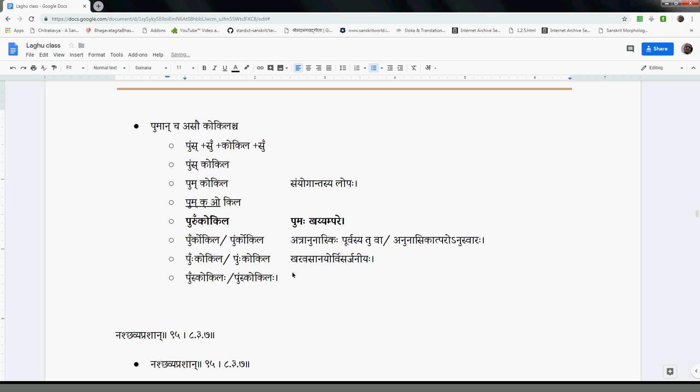So this is by the vartika. Which vartika? Sampum... actually, it should be Sampunkanam. That's how it would be. Sampunkanam so vaktavya. So by this vartika, we got this Pums Kokila, or these two forms.